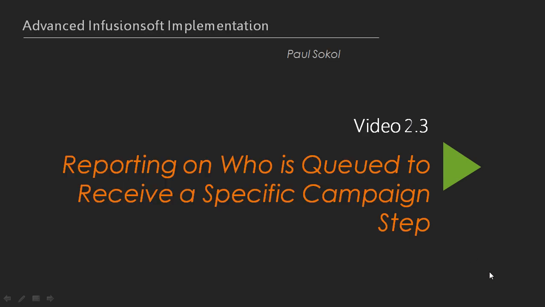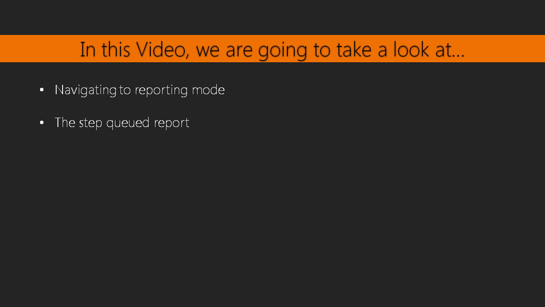In this video, we're going to be reporting on who is queued to receive a specific campaign step. So what we're going to be looking at is who's waiting to receive a particular step within a sequence. So we're going to look at navigating to reporting mode and then specifically the step queued report.